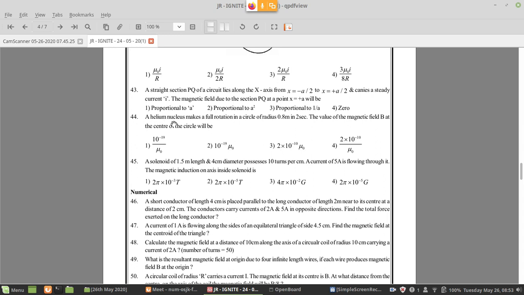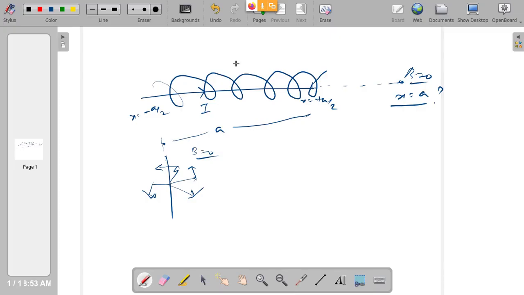Next, a helium nucleus makes a full rotation in a circle of radius 0.8 meter in 2 seconds. The value of magnetic field B at the center of the circle is. See here, nucleus alone is also making a rotation, not just the electron around the nucleus. Even nucleus is making a rotation. So what will be the magnetic field because of that? That is the question. These are real applications. Don't think it is some imaginary story they are telling.